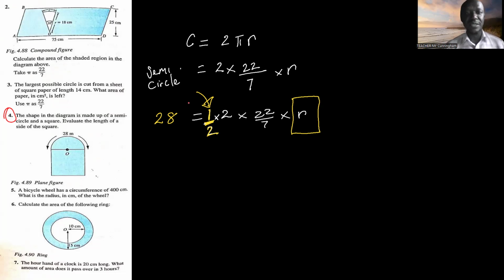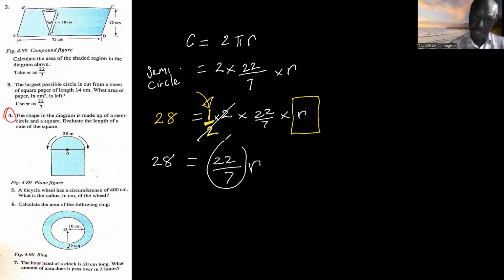Remember, the semicircle is half of the circle. So you have to divide by 0.5 or multiply by a half. Anybody lost with what I just said? Because our level of maths is improving. So this will cancel, leaving me with 28 equals 22/7 R. Because I have a fraction here, can somebody tell me what to do?